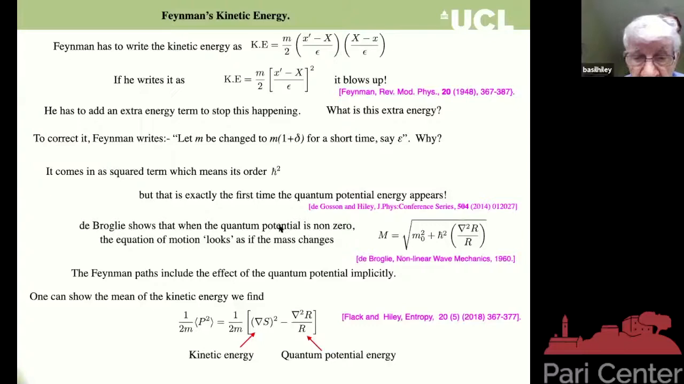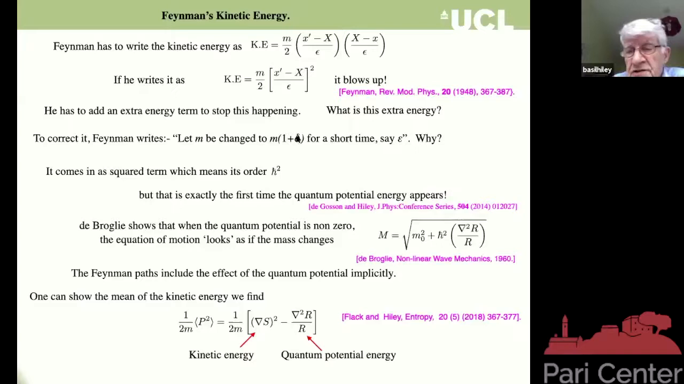And now the interesting thing is de Broglie. Remember, Chris was saying it's the de Broglie-Bohm theory that he was talking about and used de Broglie's name. Said he didn't get enough credit. Well, now I'm going to give him extra credit. What de Broglie said was the appearance of the quantum potential makes it look as if the mass has changed. I've had to put squares here because I'm going to relativity. Just don't worry about it. There's a reason for doing this. The point is the rest mass has changed. And that's exactly what Feynman did.